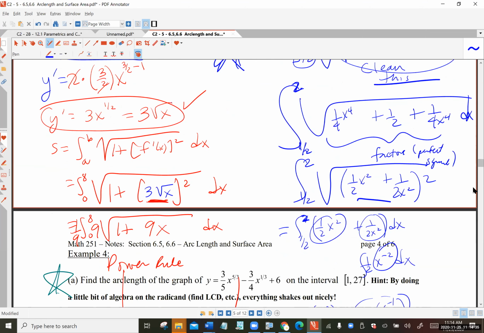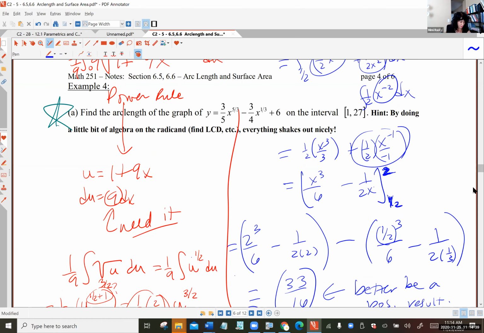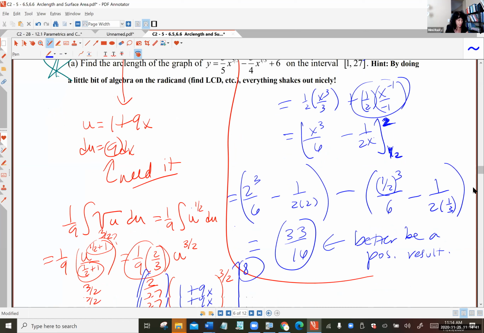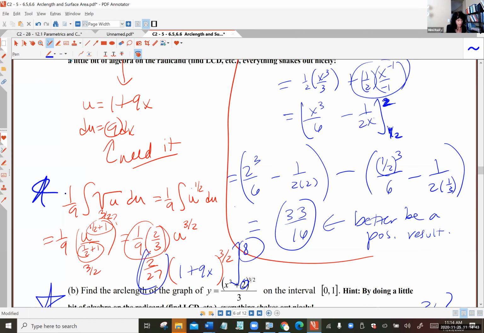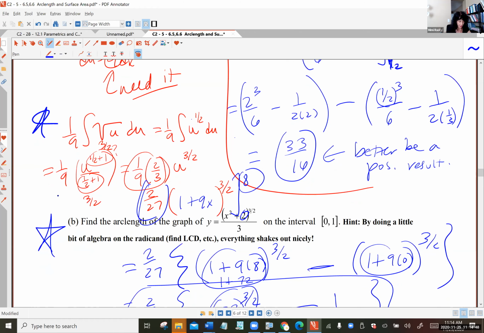Yeah. If you don't, read it. And then this one right here, example 4, was easy. This was just an easy power rule one right here. You know, square root of u du. Kind of looks like the one we just did.